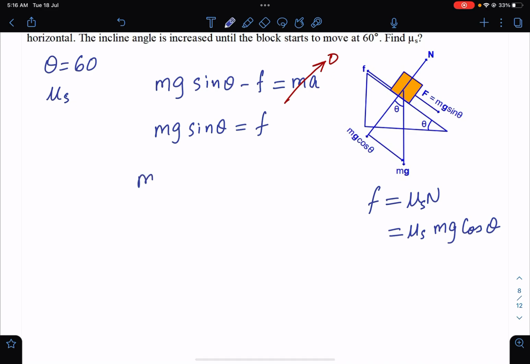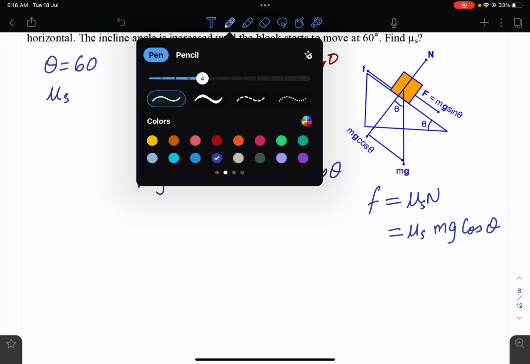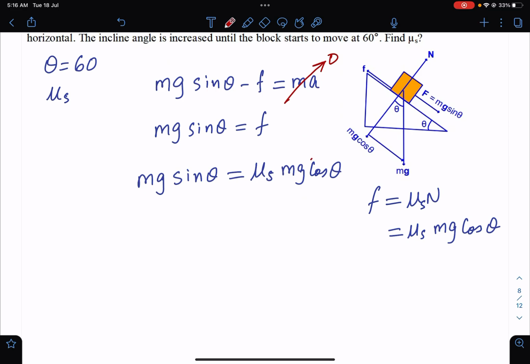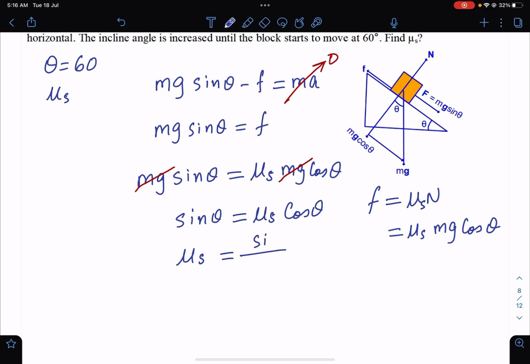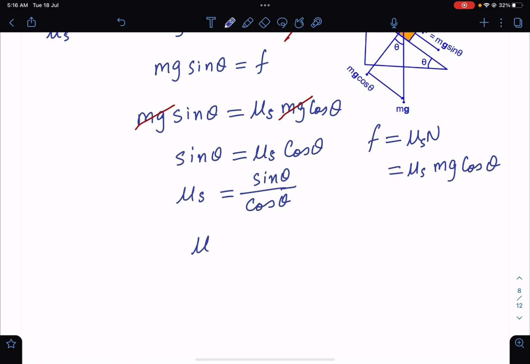Therefore, we're going to get mg sine theta being equal to mu s mg cosine theta. So we're having mg on both sides. This mg will cancel this mg. And we're left with sine theta being equal to mu s cosine theta. Therefore, mu s is going to equal sine theta divided by cosine theta, which is tan theta.